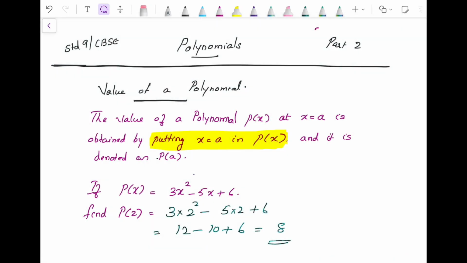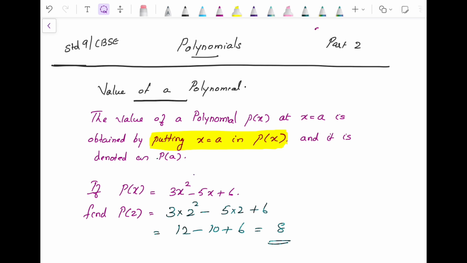Welcome back, children. The chapter is Polynomials for Standard 9. This is part 2. In the first part we discussed what a polynomial is, the degree of the polynomial, and various terms connected to a polynomial. Now, here we will be learning about the value of a polynomial and the zero of a polynomial.